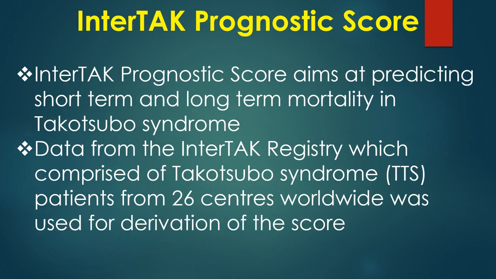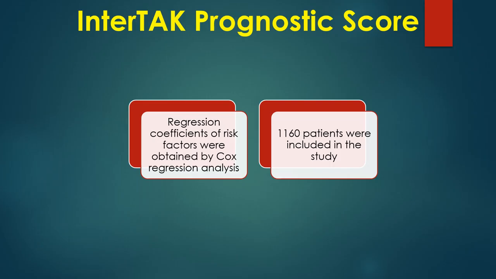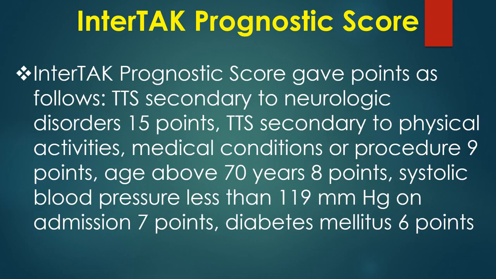The Inter-TAC prognostic score aims at predicting short-term and long-term mortality in Takotsubo syndrome. Data from the Inter-TAC registry, which comprised Takotsubo syndrome patients from 26 centers worldwide, was used for derivation of the score. Regression coefficients of risk factors were obtained by Cox regression analysis. 1,160 patients were included in the study. The Inter-TAC prognostic score gave points as follows.